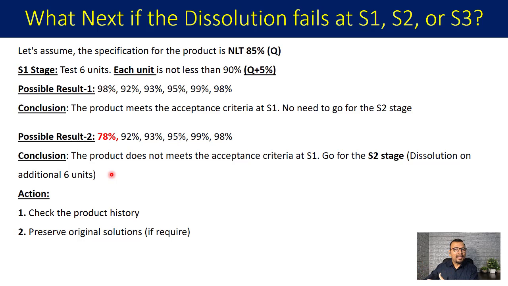In case you find that at S2 stage all the results are much greater than Q plus 5%, the 78% could be suspected as an analytical error. There could be a chance of product variability also, but you cannot rule out the analytical variation at the S1 stage. So to meet your requirement of the investigation, it is always preferred to protect or preserve these S1 stage analytical solutions and then conduct an investigation to check lab data accuracy if required.